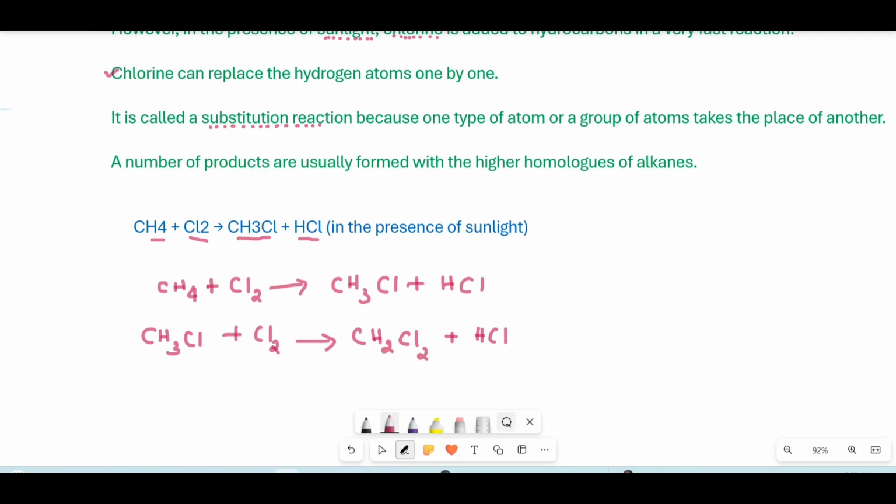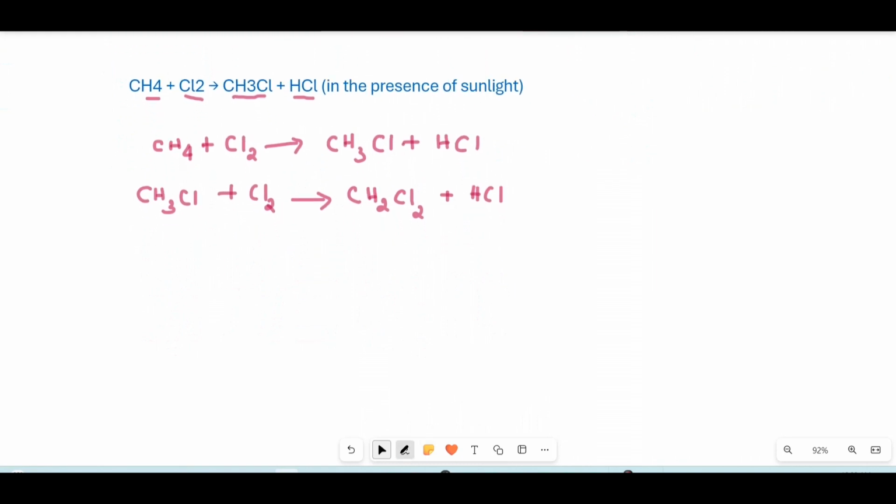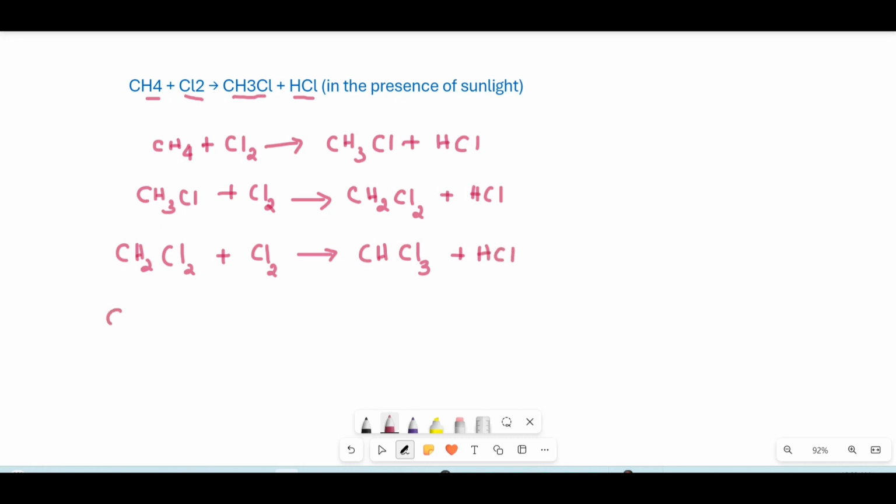Now there are two more hydrogens left in this molecule, so that hydrogen also we can replace with chlorine. This CH2Cl2 is our product in the previous reaction. Now this is acting as a reactant, and out of these two hydrogens, one will be replaced. So one more chlorine is added and one hydrogen is replaced, giving CHCl3. In the last reaction, CHCl3 again reacts, and the last hydrogen will be replaced with the fourth chlorine atom, giving CCl4 and one HCl.